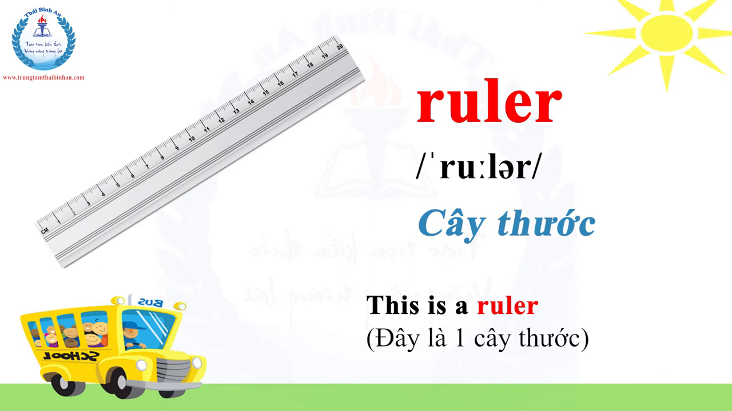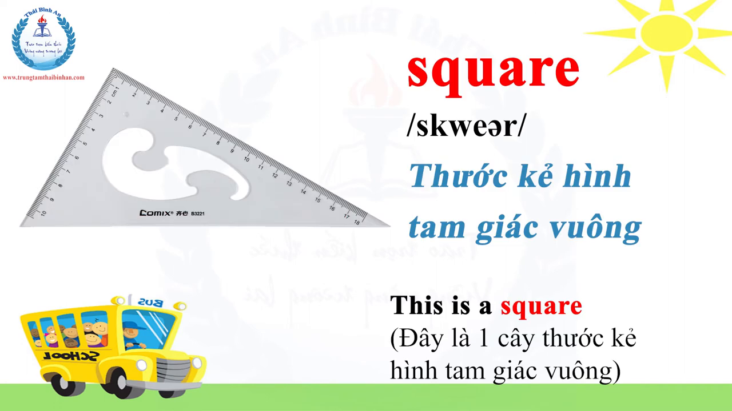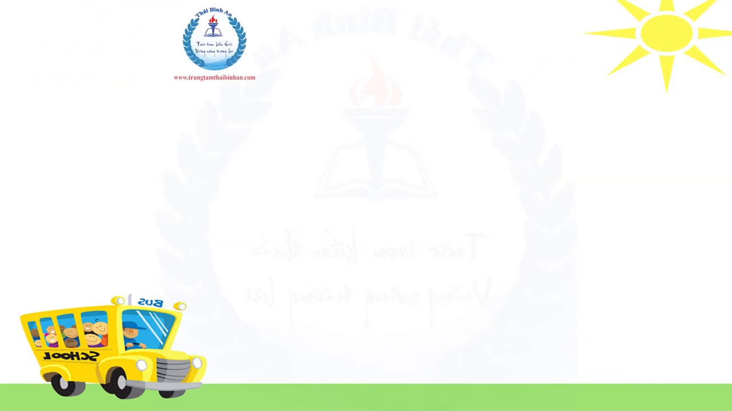Cây thước. Ruler. This is a ruler. Thước đo độ. Protractor. This is a protractor. Thước kẻ hình tam giác vuông. Square. This is a square.